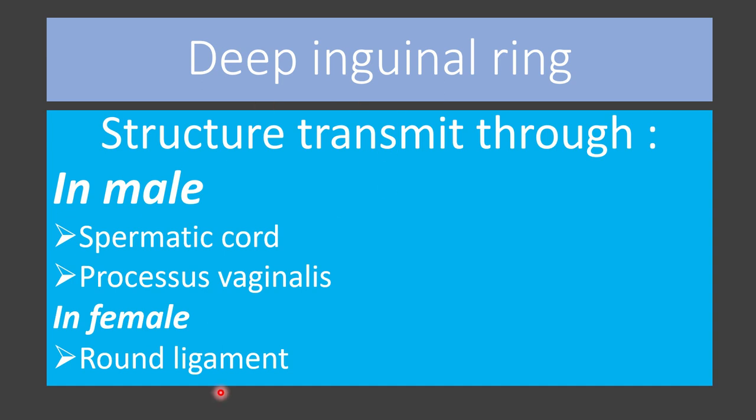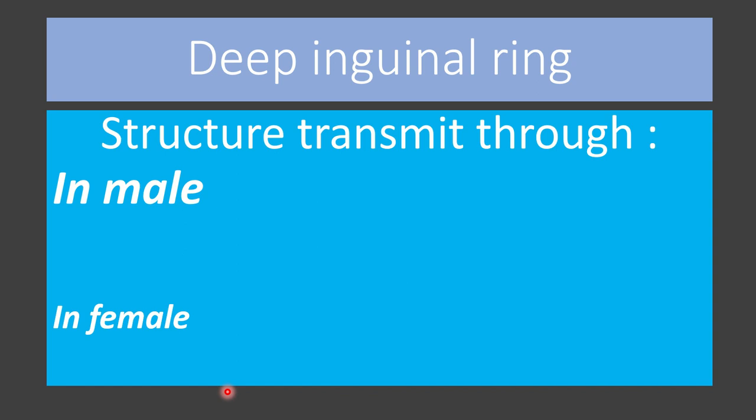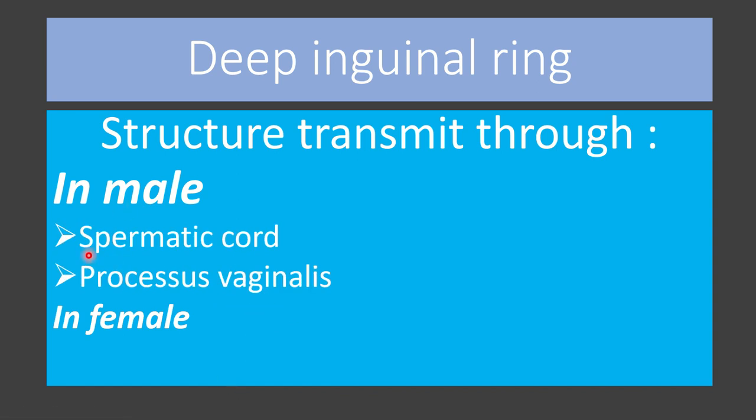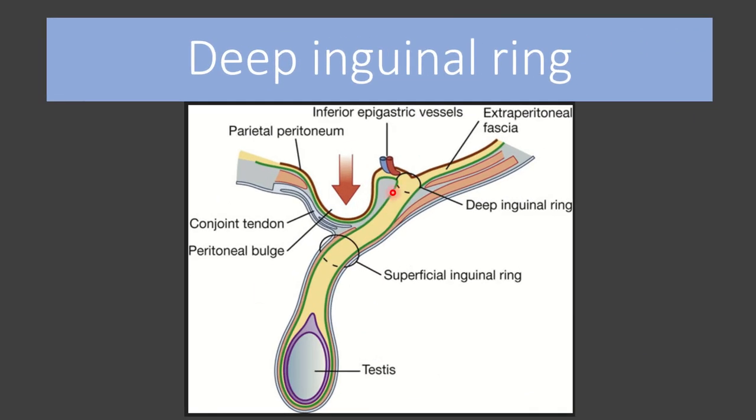This content is also very important for the exam. In males, it is the spermatic cord and processus vaginalis, and in females, it is the round ligament. Here we can see the deep inguinal ring, and the important point that the inferior epigastric vessels lie medially. Here is the superficial inguinal ring, and from the superficial inguinal ring to the deep inguinal ring is the inguinal canal.